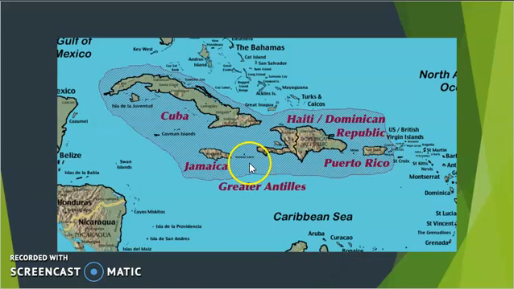Now there are smaller islands that also belong to the Greater Antilles, like Cayman Islands and other smaller islands that you would see.